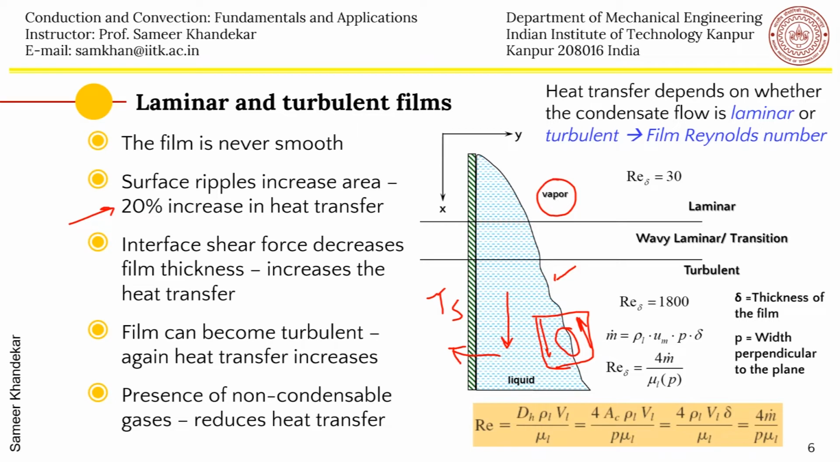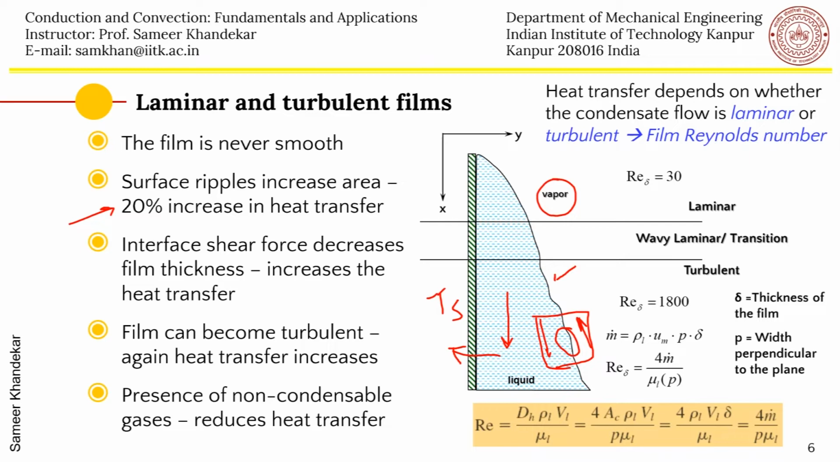As the interface shear force decreases with film thickness, it also increases the heat transfer, because if there is a shear and the film becomes thinner, then of course the resistance to heat transfer will go down, and therefore you will have, let's say, lesser. So the thinner the film, the better it is for heat transfer. The thicker the film, the more resistance it gives.